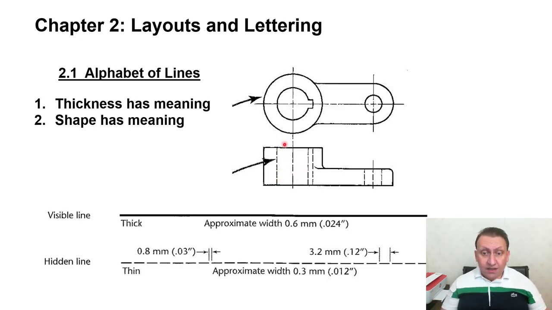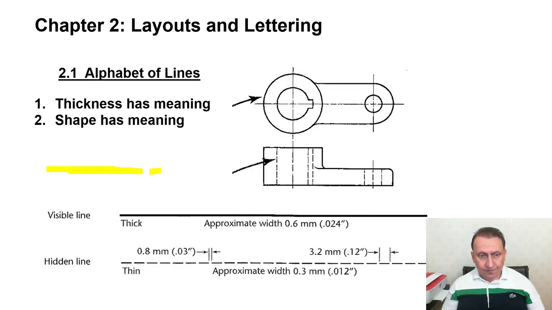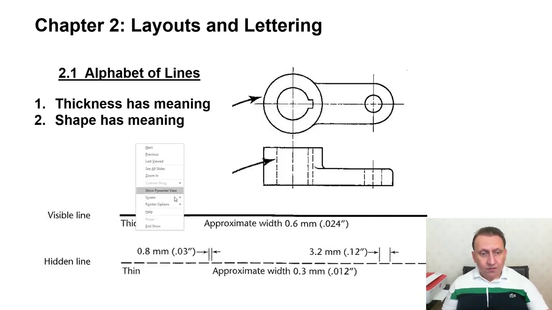There is another line called the center line, this one in the middle. The center line is simply a highlight, small and long. This is how the center line looks. If you are in the top view, you should represent the center line. If you are parallel to the hole, you should represent two center lines, one vertical and one horizontal, for this hole, and for this hole, one vertical and one horizontal.